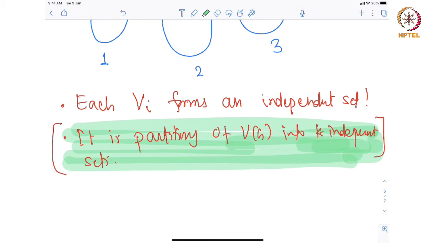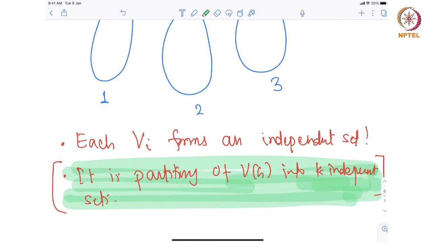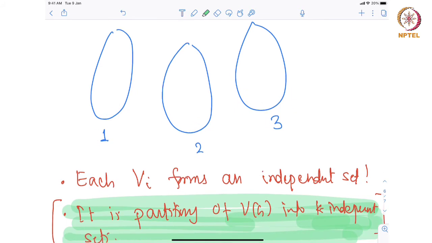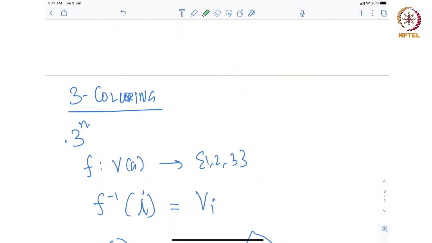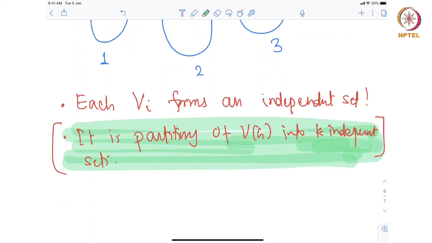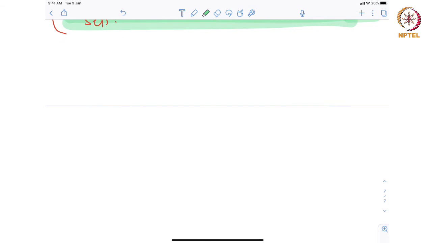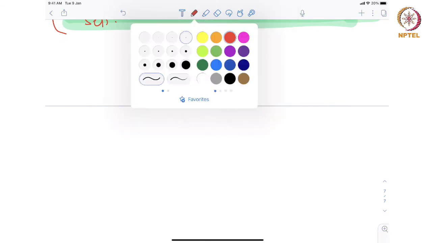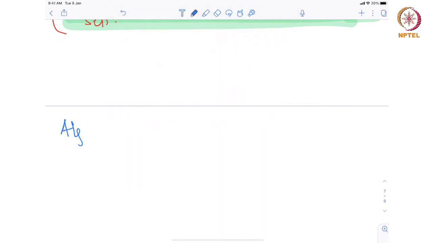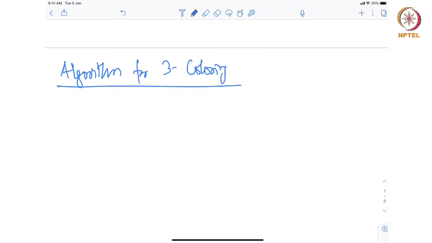Okay. So, once you have seen this, there is a very simple algorithm for testing whether a graph is 3 colorable or not. How? The algorithm for 3 coloring is very simple. Here is an algorithm for 3 coloring.